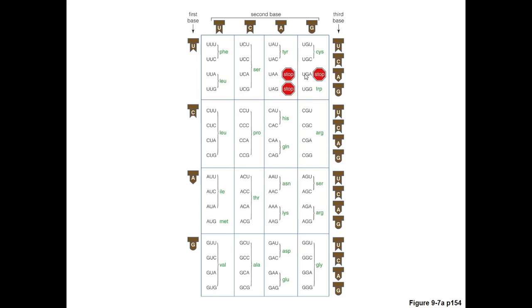But again, there are only three stop codons, which code for no amino acid whatsoever. Therefore, it can't put one in there. It just cuts it loose.